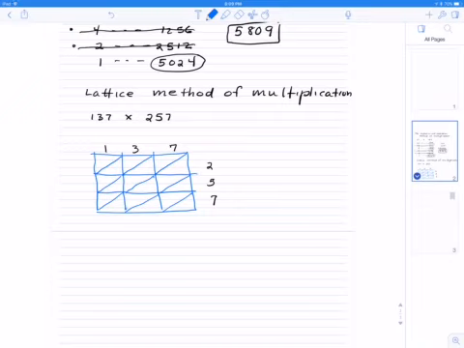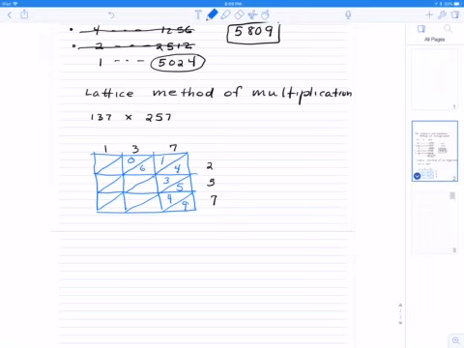Now, when we multiply, we'll multiply normally. We'll put the tens unit on top of the diagonal, the ones unit on the bottom. So 2 times 7 is 14. So 1 ten, 4 ones. 7 times 5 is 35. 7 times 7 goes in this rectangle, so 49. Okay, so if I do 2 times 3, that's 6, so 0 tens, 6 ones.